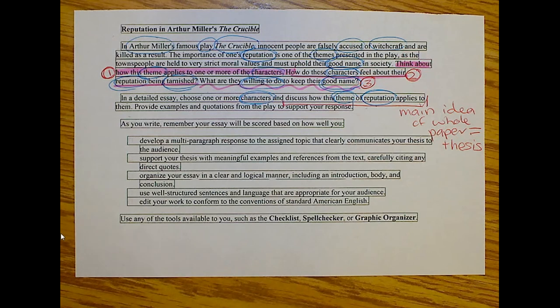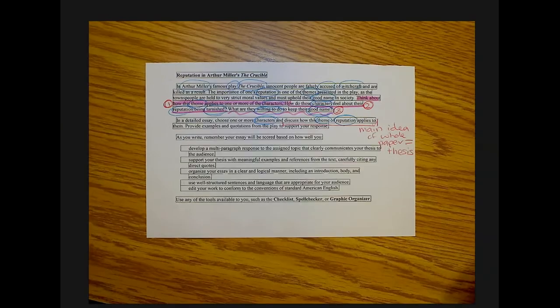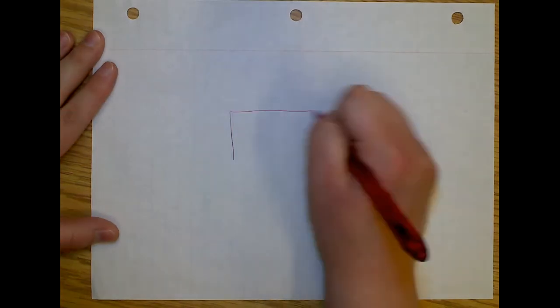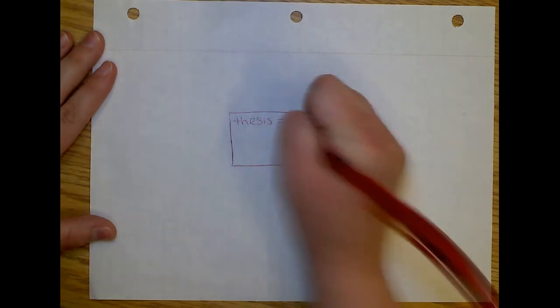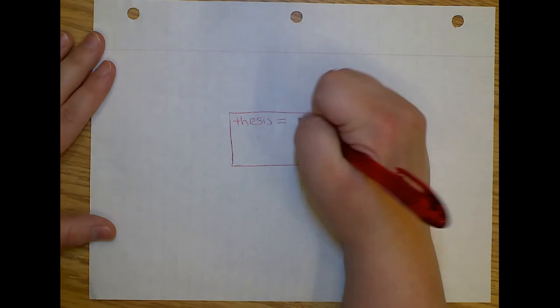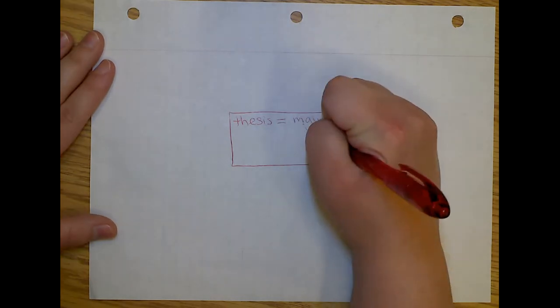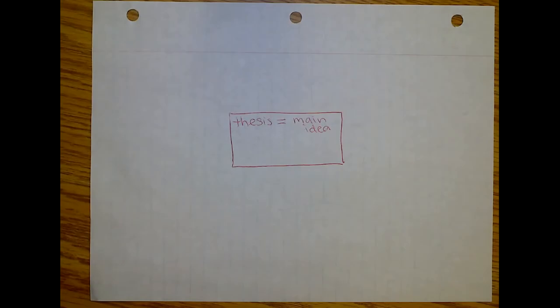So first I want you to take out a sheet of paper. And I want you to draw a box in the middle of your paper. This is where your thesis is going to go. The thesis is the main idea of your paper. Everything in your paper needs to be explaining or telling more about this main idea, the thesis. That's all thesis is. It's just a fancy word for the main idea of your paper, what your paper's trying to prove.